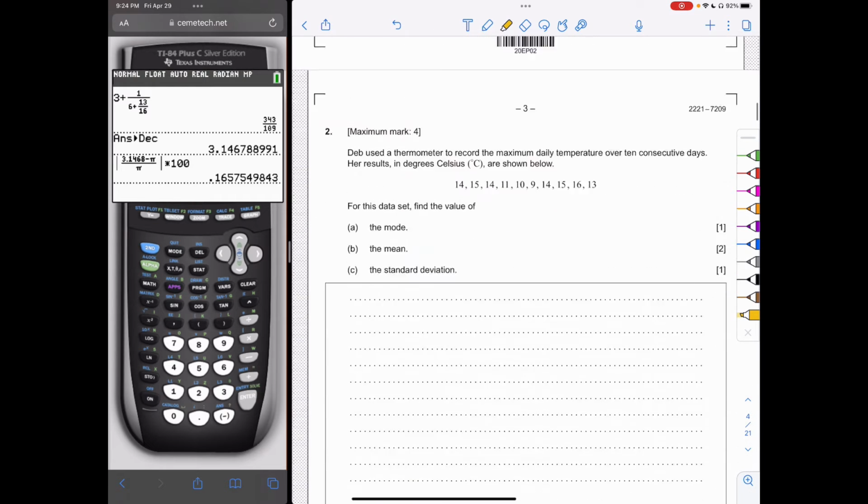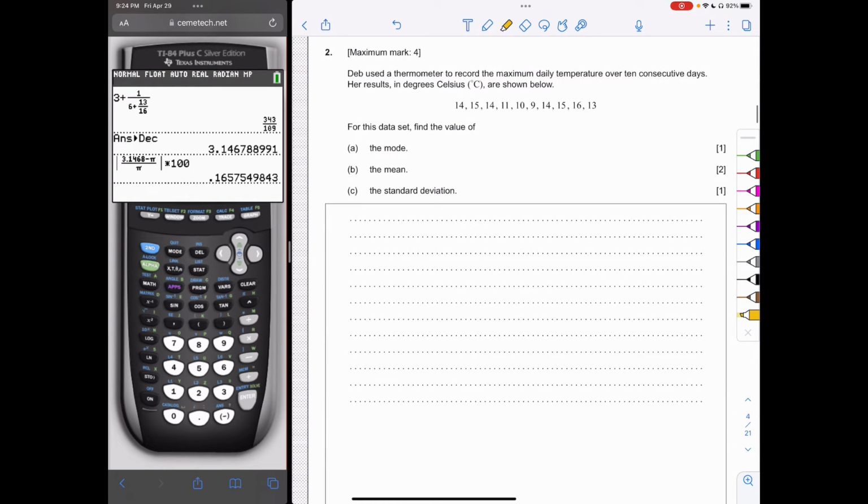All right. Number 2, it says, Deb used the thermometer to record the maximum daily temperature over 10 consecutive days. Her results in degrees Celsius are shown below. So the first thing they want us to do is they want us to find the mode. The mode is the data value that appears the most. So we see here that 14 appears 3 times. So my mode is 14.